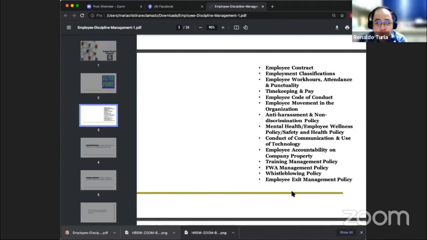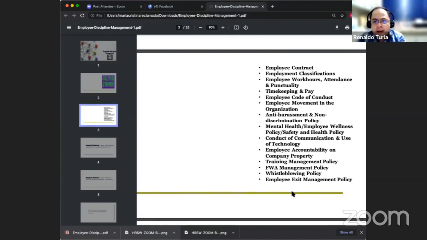You have the employee code of conduct, no? Then employee movement, no? In the organization, yung mga possible transfers, promotions, or reclassification that might happen, no, to the employee. So that could also be a policy area, no?